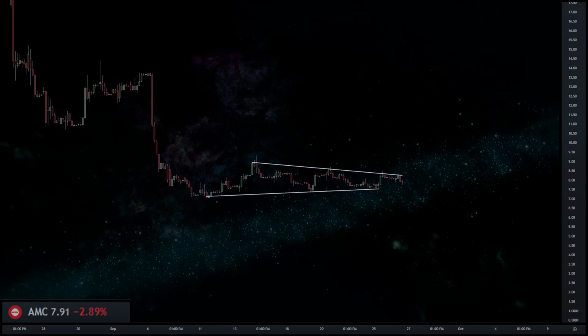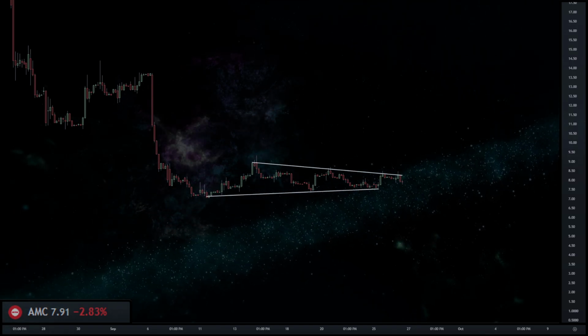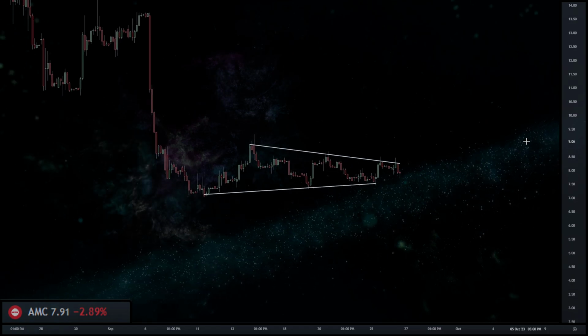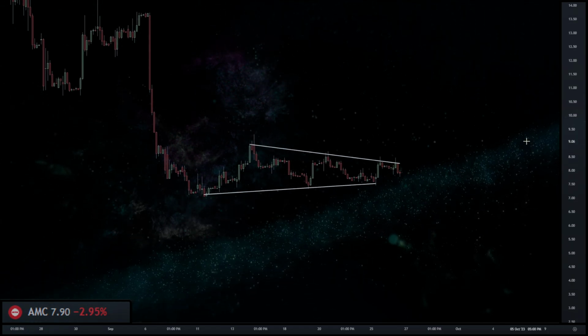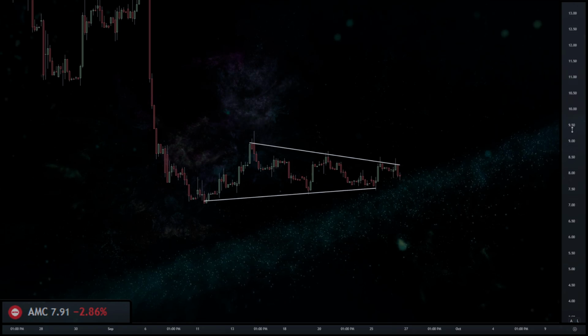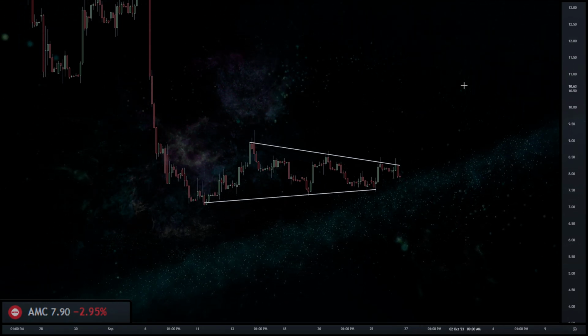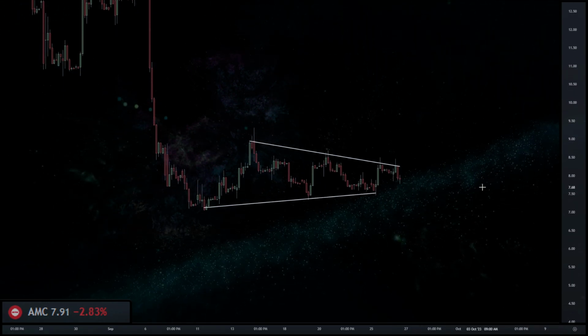Let's talk about AMC, man. Okay, so currently AMC is trapped in this little inverse pennant wedge formation.